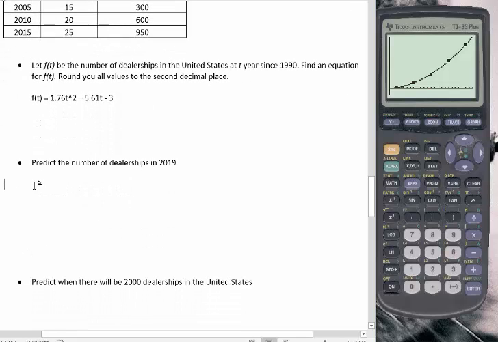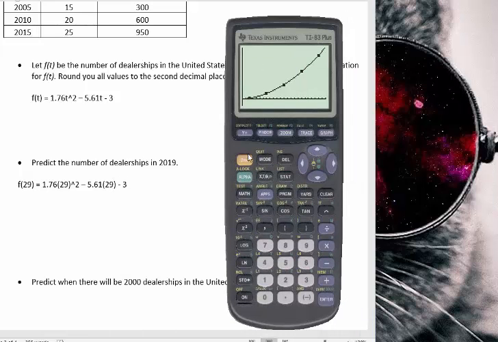So the next question says, let's predict the number of car dealerships in 2019. Well, how many years is 2019 since 1990? Well, that's 29 years. So you're literally just going to plug this in for t. So notice wherever I see a t, I'm just replacing it with 29. And your calculator can do this rather easily.